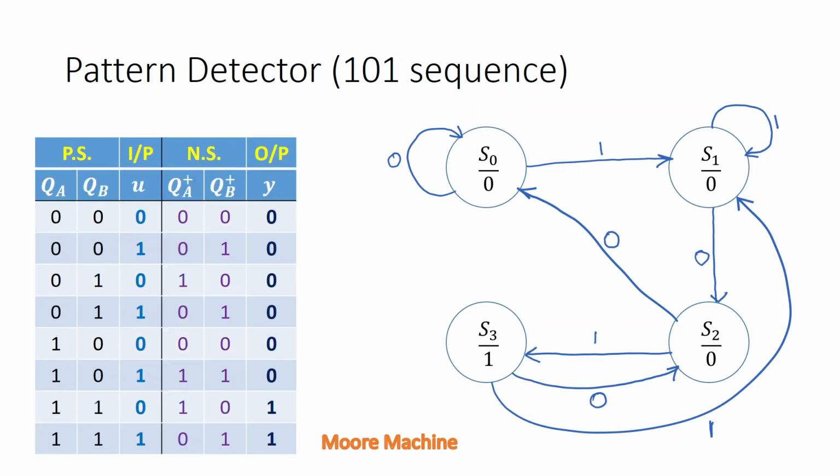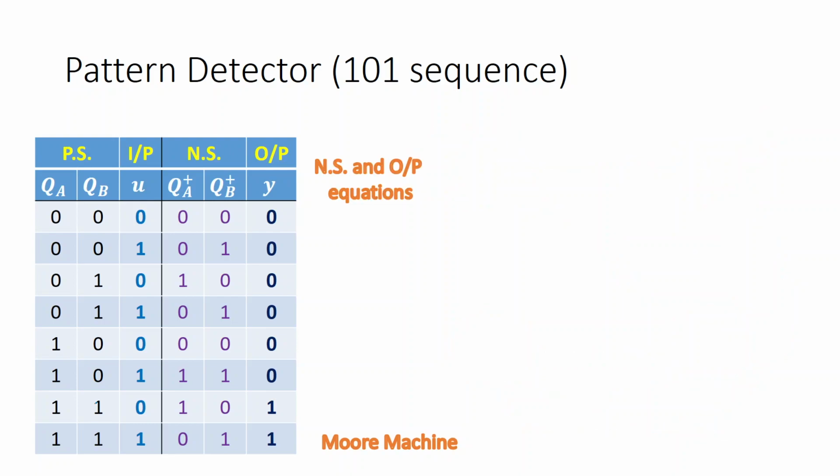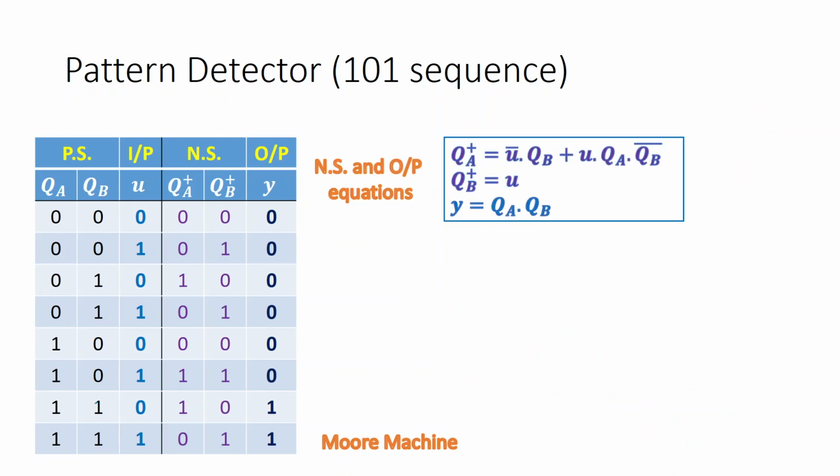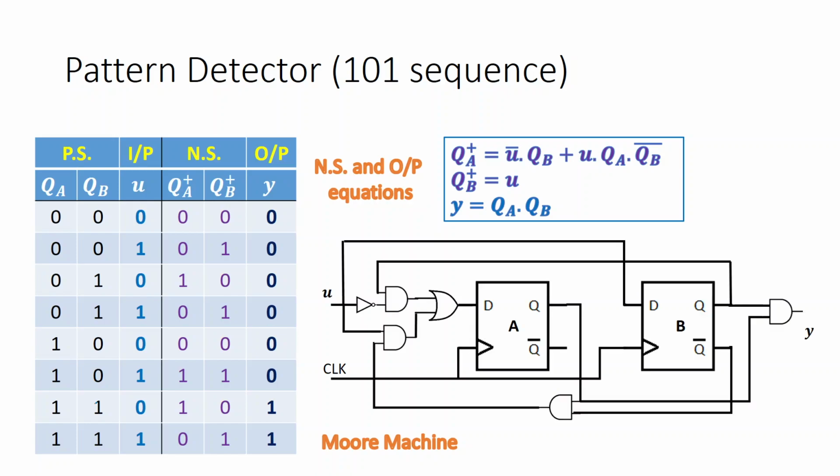From here you can write it in terms of the binary words. So you will get QA QB, QA plus QB plus. Then you can make the next state and the output equations, which will be like this. So you derive the equations. I am just providing it here just for cross reference. So this will be like this, and you can draw the circuit after that. This is the Moore machine.